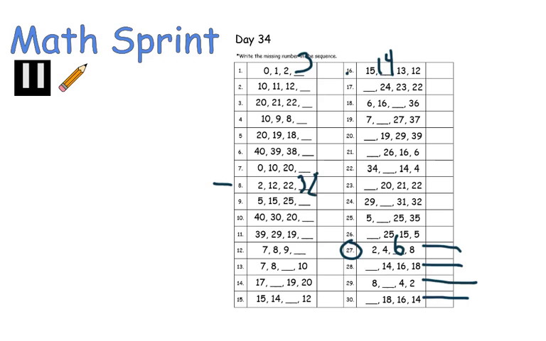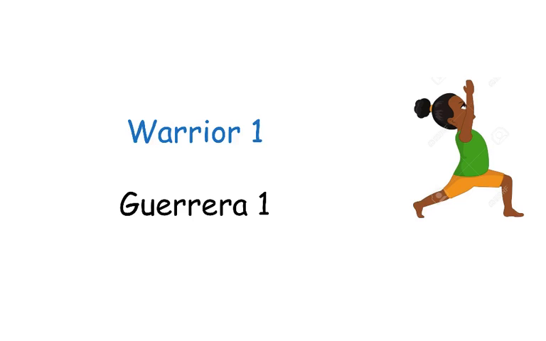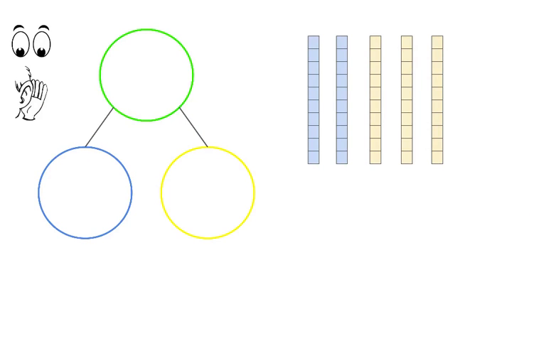So just look carefully to see how they're counting. It's not just going up or down by ones. So you can pause your video and fill in your math sprint. When you are done with your math sprint, take a deep breath and do Warrior 1. Good. Okay.